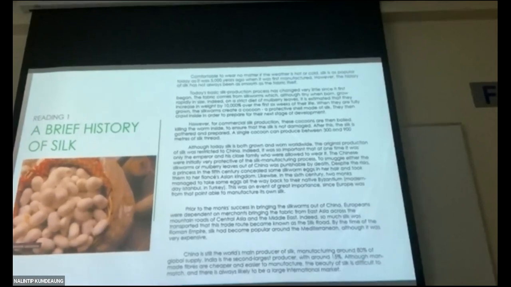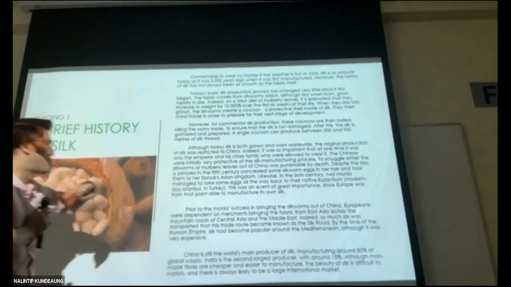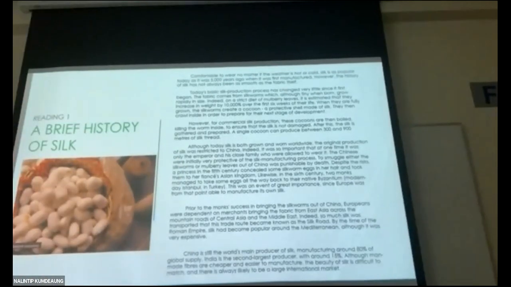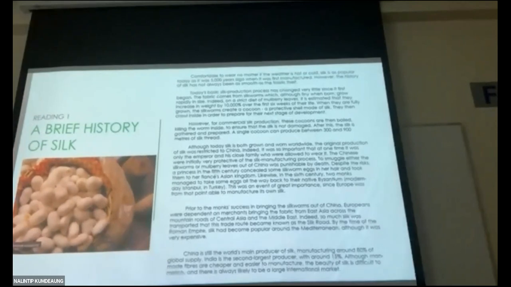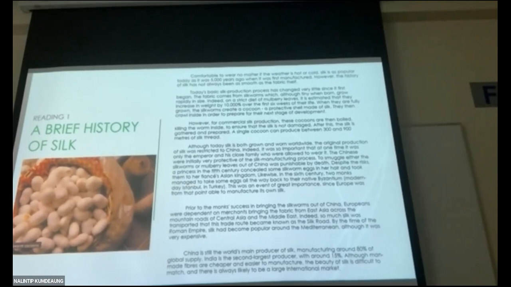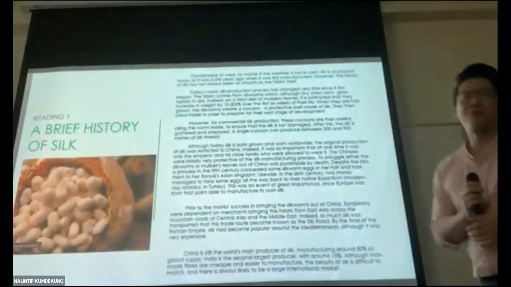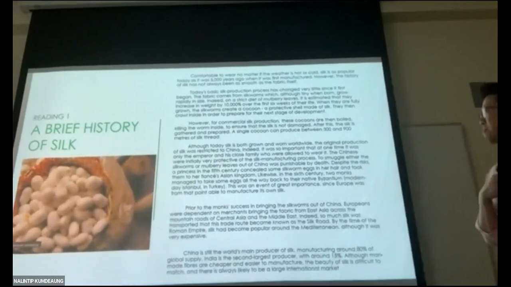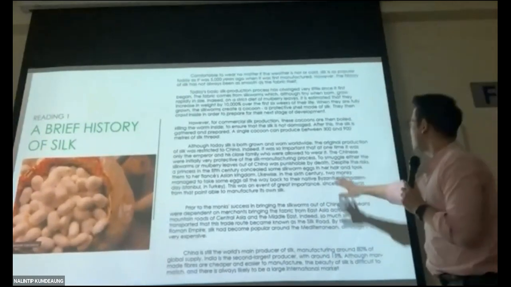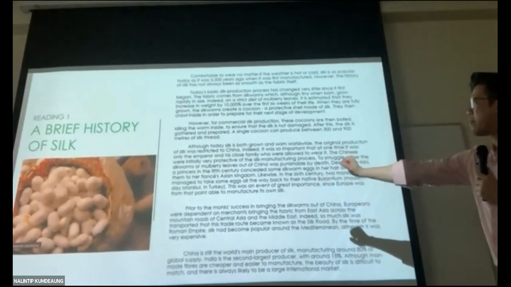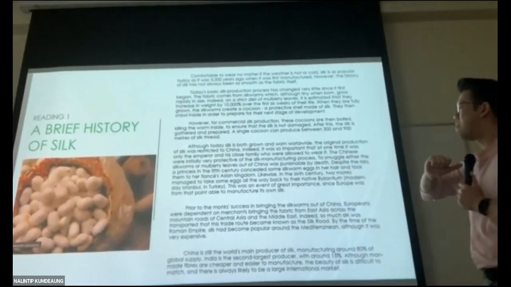The Chinese were initially protective of the silk manufacturing process. To smuggle either the silkworms or mulberry leaves out of China was punishable by death.